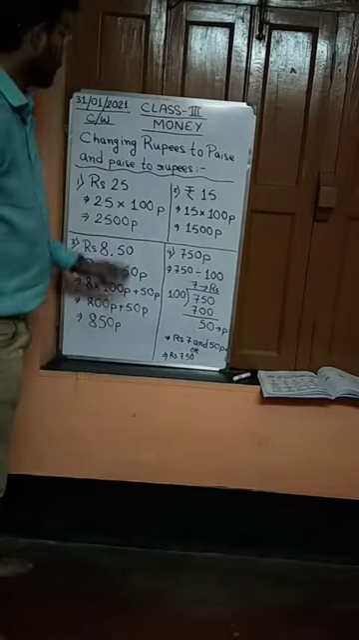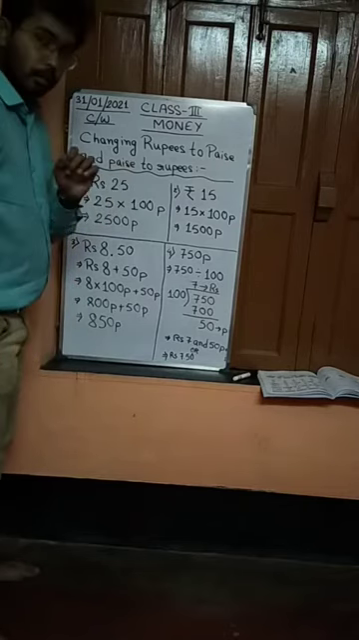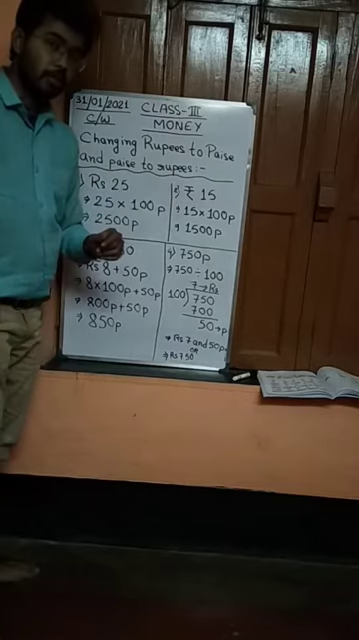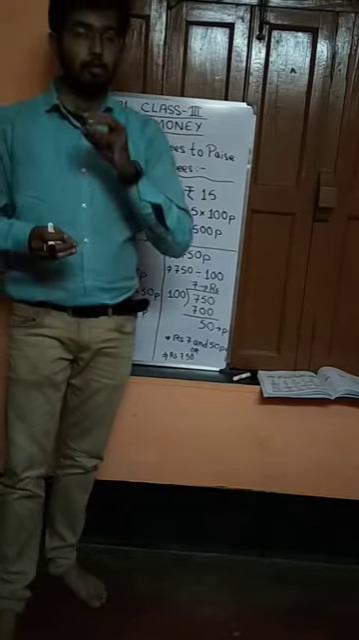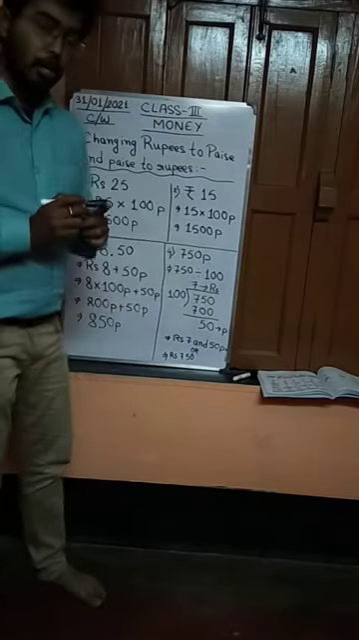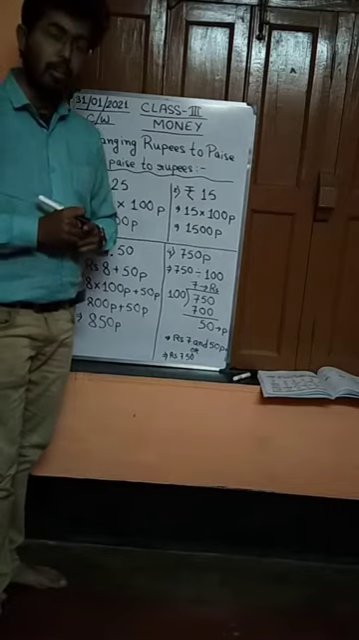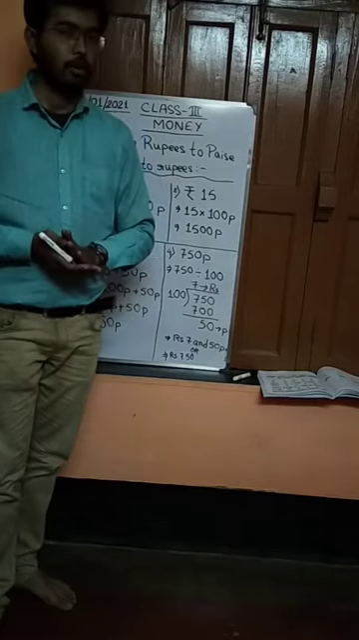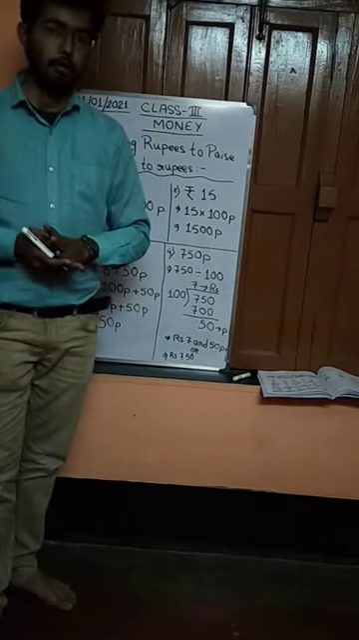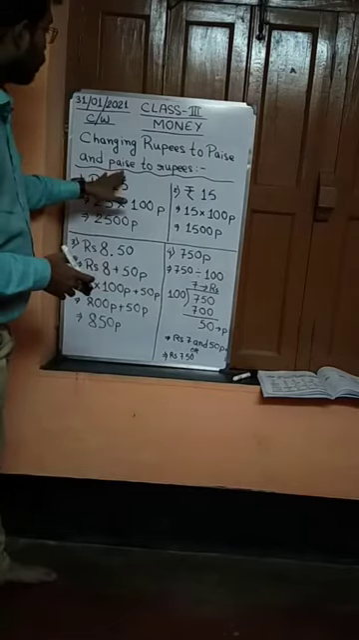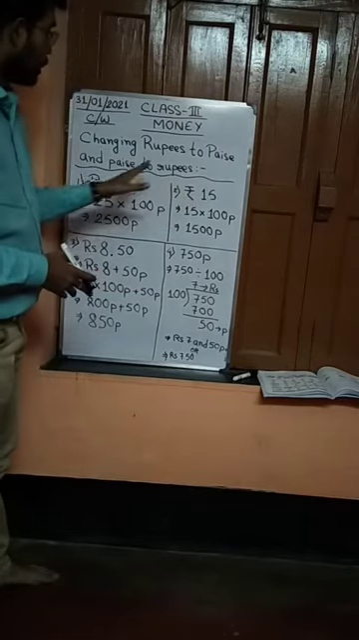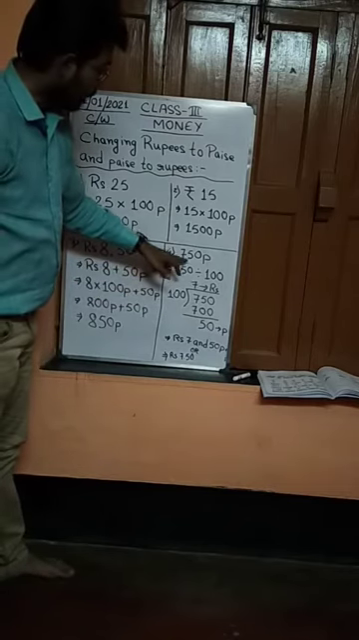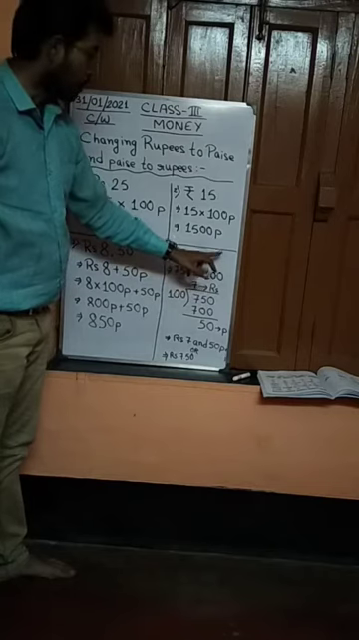Now students, we will determine how to change paise to rupees. Whenever you are converting from a smaller unit to a bigger unit, you will not multiply by 100, instead you will divide by 100. Again, as you are converting from a smaller unit to a bigger unit, instead of multiplying, you will divide. See, I have done this sum. This is 750 paise.